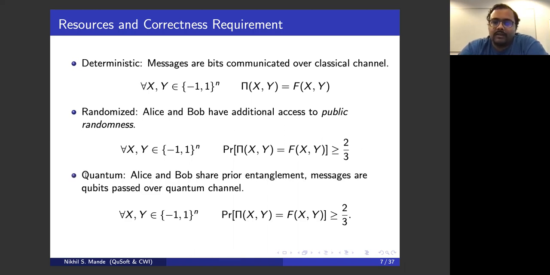And the quantum world, the model we are interested in, Alice and Bob have access to an arbitrary shared entangled state for free. You can also talk about the world where they're not allowed access to an arbitrary entangled state, but we're going to be interested in the case when they are. And here the correctness requirement is just as before. The probability that the protocol computes f is at least 2/3 for all inputs xy. Okay. Are there any questions about the models?